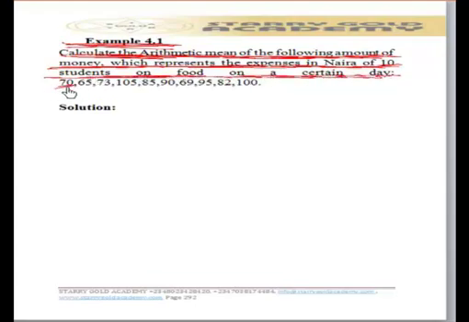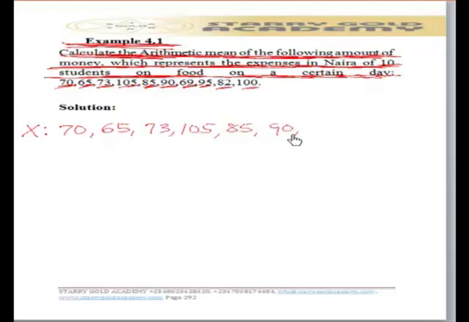We have 70, 65, 73, 105, 85, 90, 69, 95, 82, and 100. So based on this data, we are majorly required to compute the arithmetic mean. To do this, we can let x represent all these: 70, 65, 73, 105, 85, 90, 69, 95, 82, and 100.